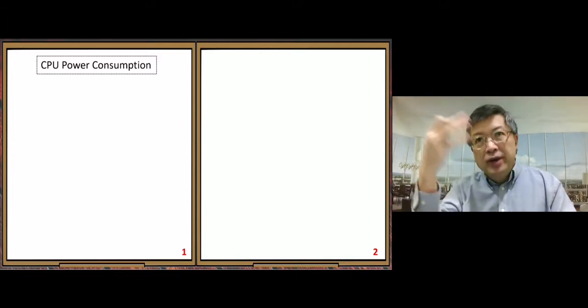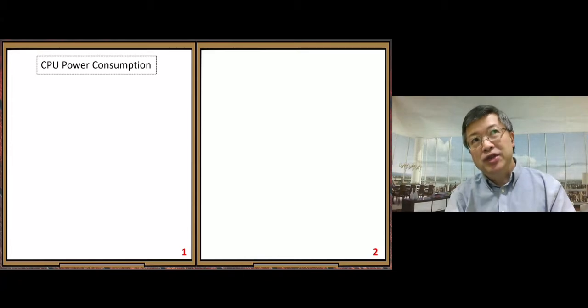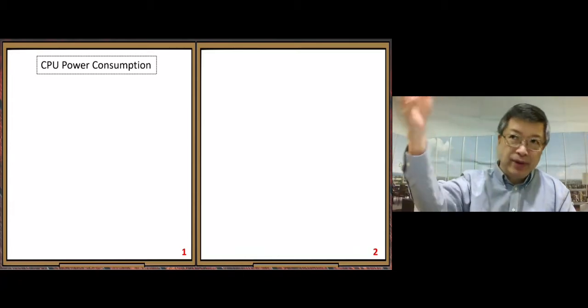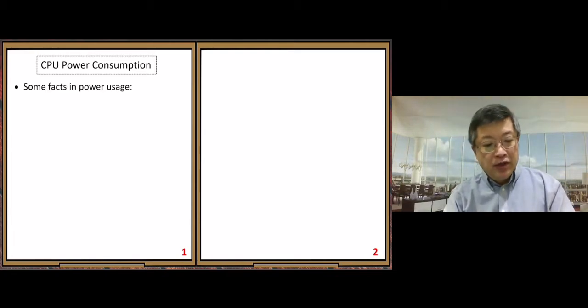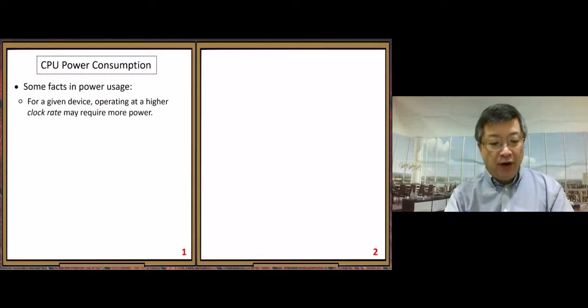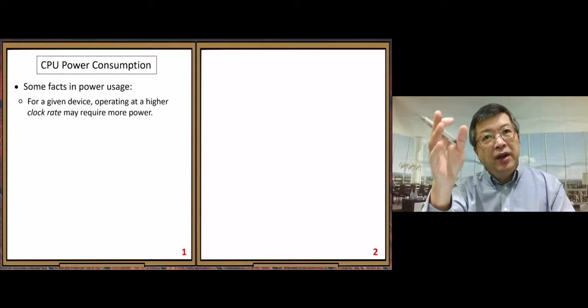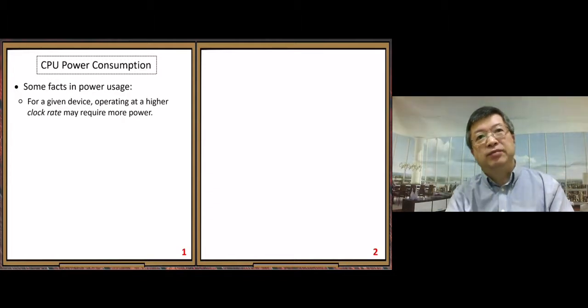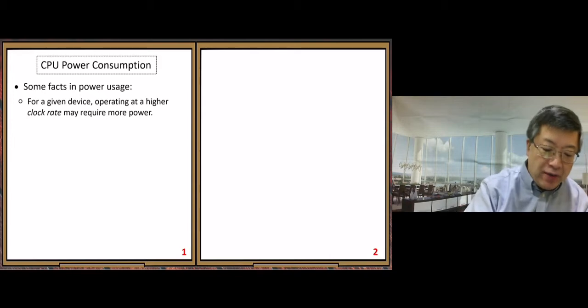How much power is consumed by the CPU? So we just get some initial idea on it. Some facts in power usage. First, for a given device operating at a high clock rate. So here, let me first explain this clock rate a little bit.